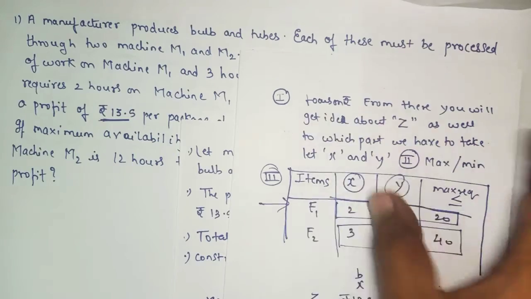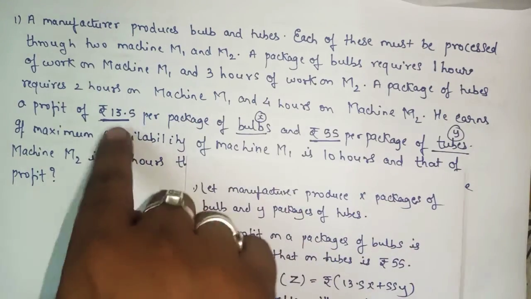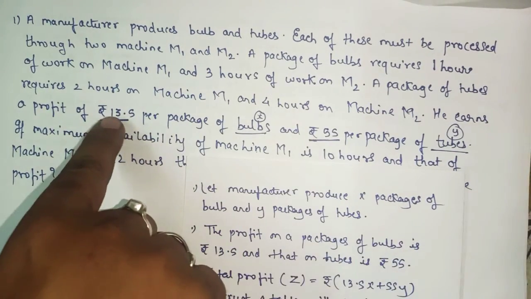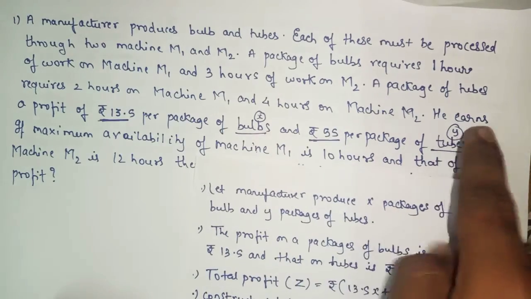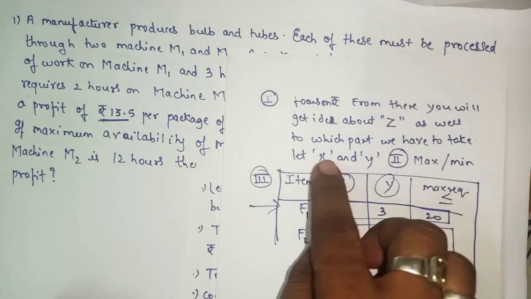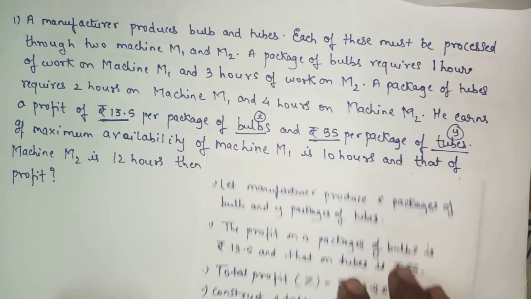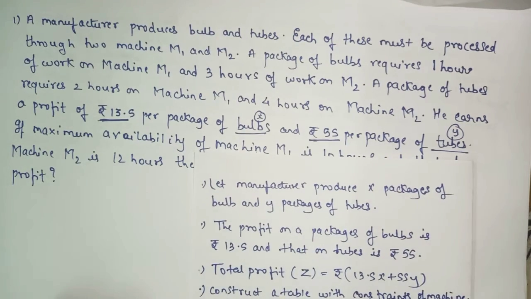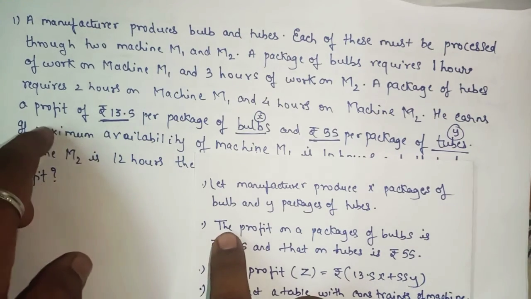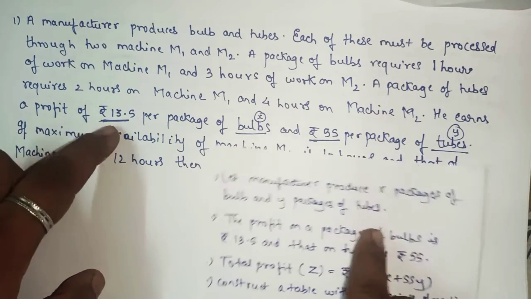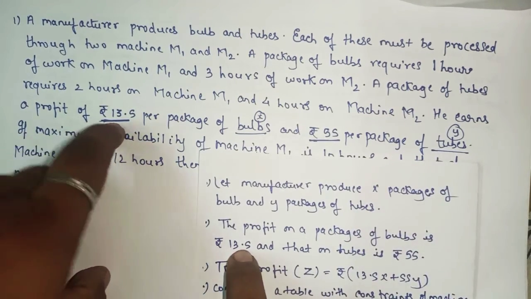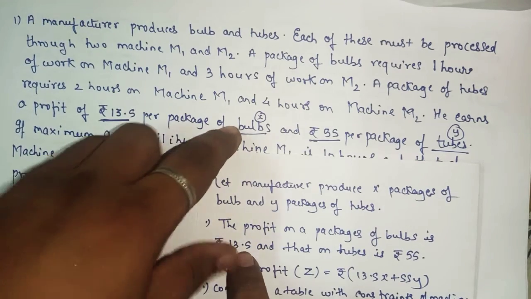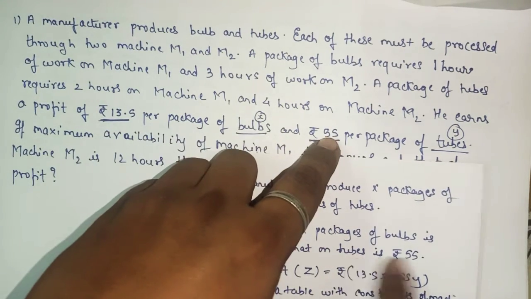So first focus on the rupees part. So here we got the rupees. The first one is for bulb and the second one is for tube. So from there we got the idea about the x and y part. So let x be bulb and y be tube. After that we'll write the profit on packages of bulb is rupees 13.5 per package of bulb, and that on tube is 55.